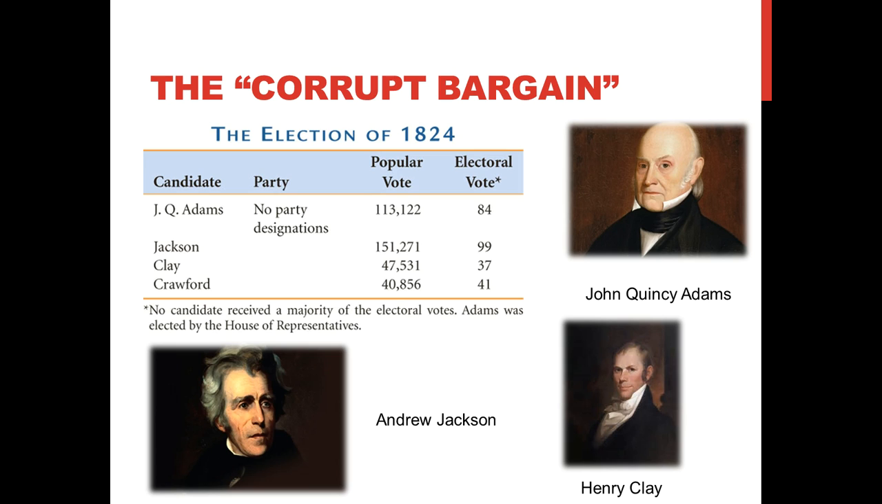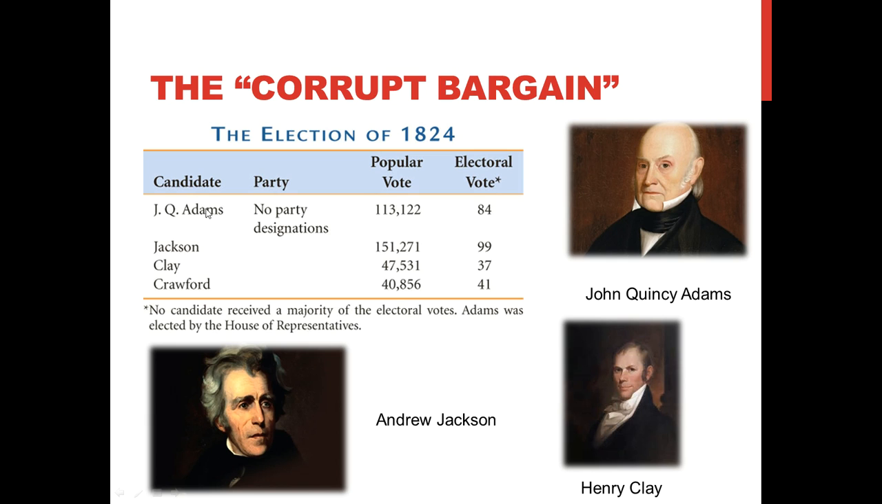The era of good feelings officially starts to end in 1824. So, quickly, if you would peruse this table with me, you'll notice that Andrew Jackson has more popular votes and more electoral votes, but he does not win the election of 1824. So, you might be asking me, how did that happen? Well, we call this the corrupt bargain.